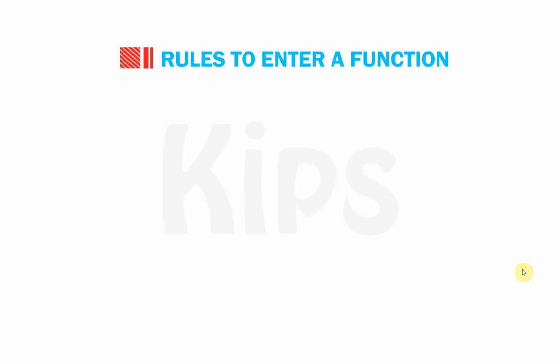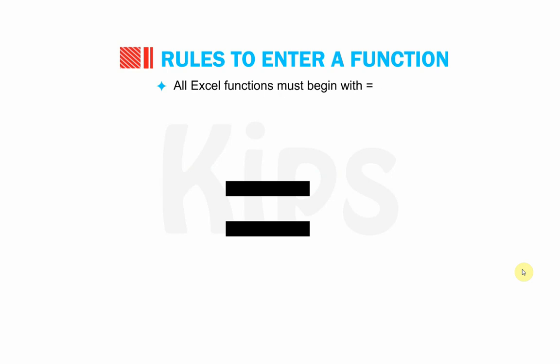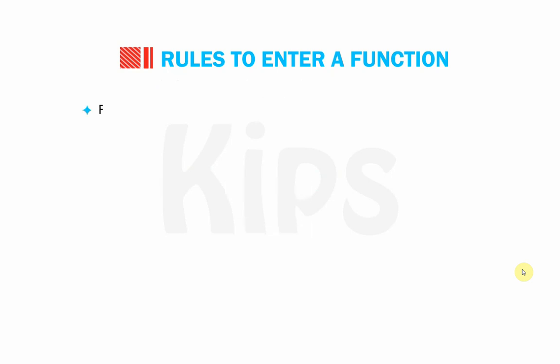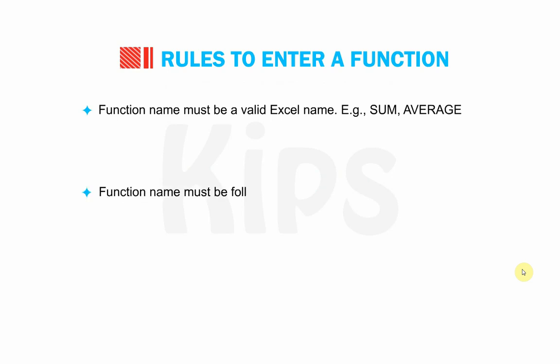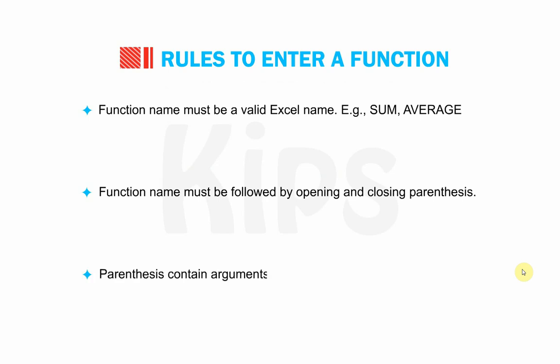Now, there are a few rules to enter a function. All Excel functions must begin with an equal to sign. The function name must be a valid Excel name, for example, SUM, AVERAGE. The function name must be followed by opening and closing parentheses. The parentheses contain arguments within them, for example, =SUM(A1:A5).